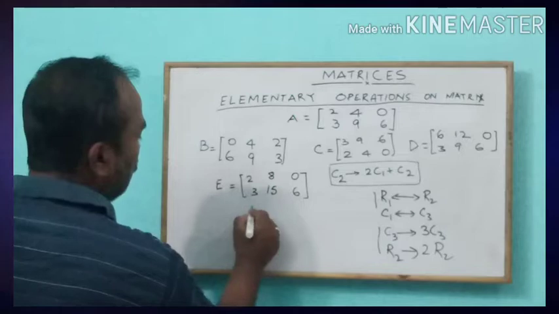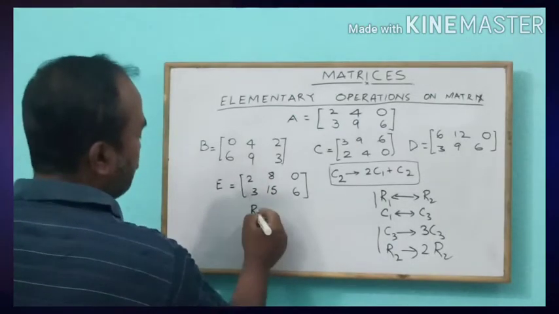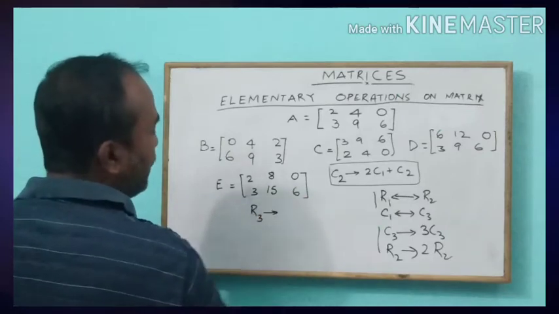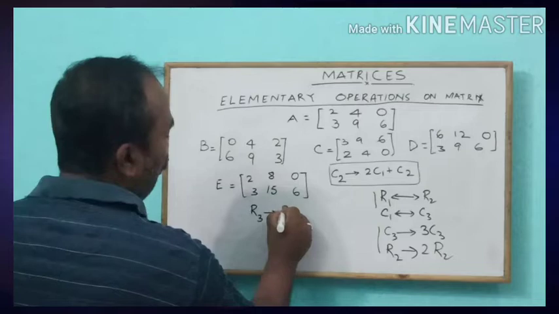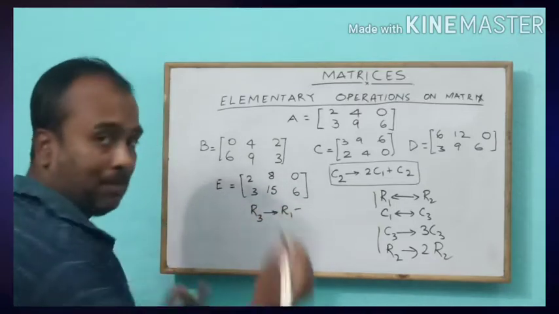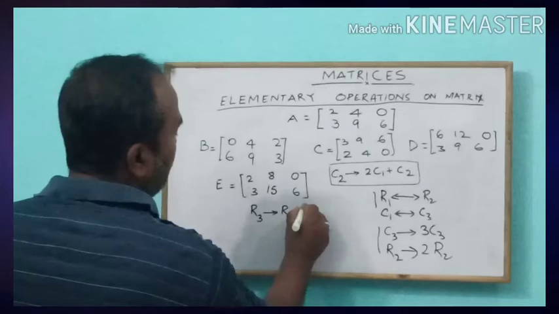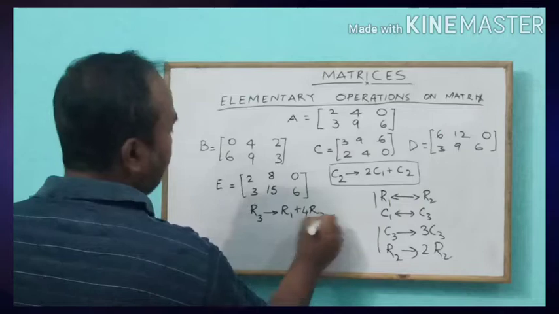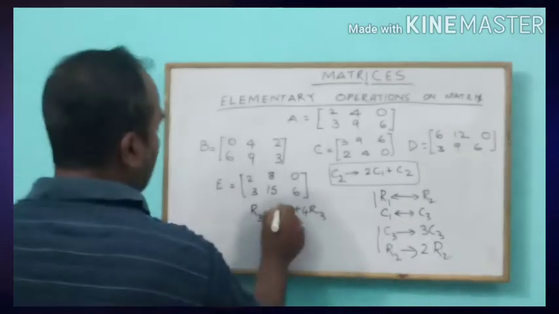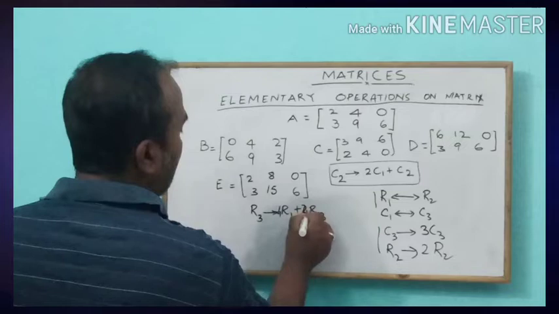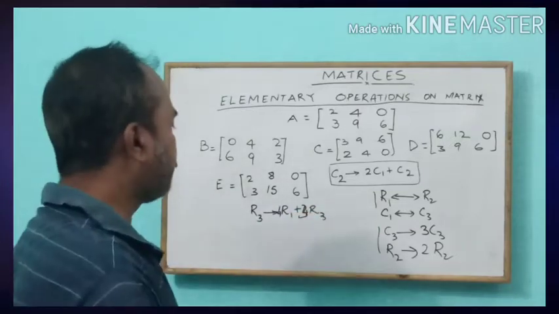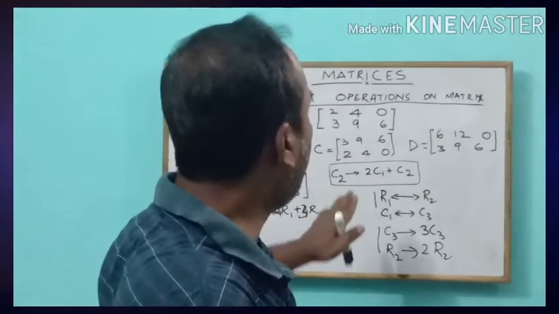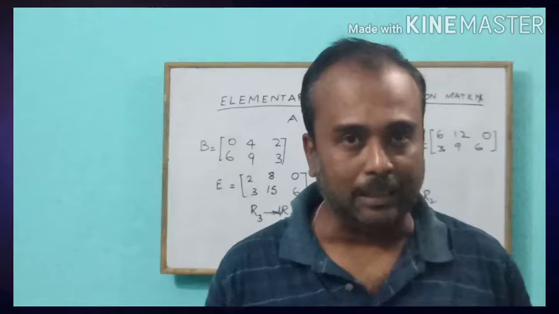Suppose I change any row, say row 3. Suppose the matrix has 3 rows. Then row 3 I am changing by writing row 1 plus or minus, say, 4 times row 3, or 4 times row 1 plus 3 times row 3, anyone we can take. So these are the 3 categories under which the elementary row or column operation is defined.